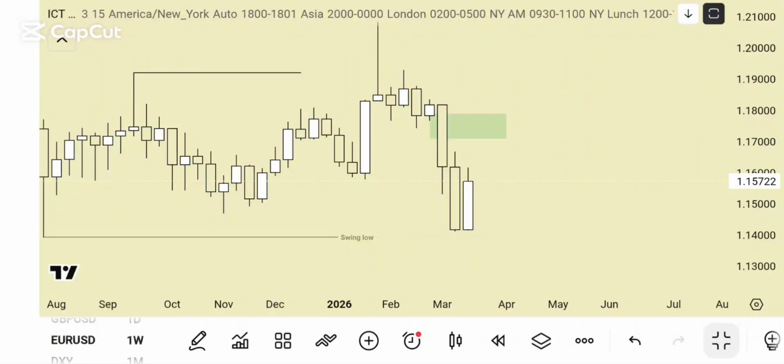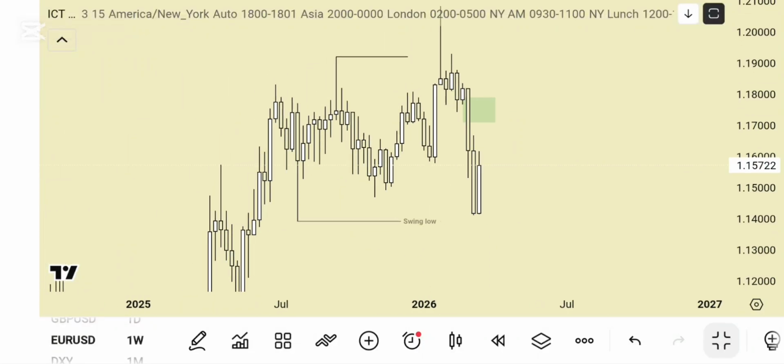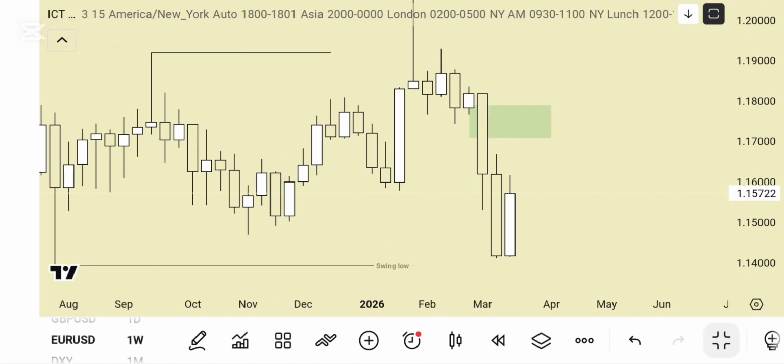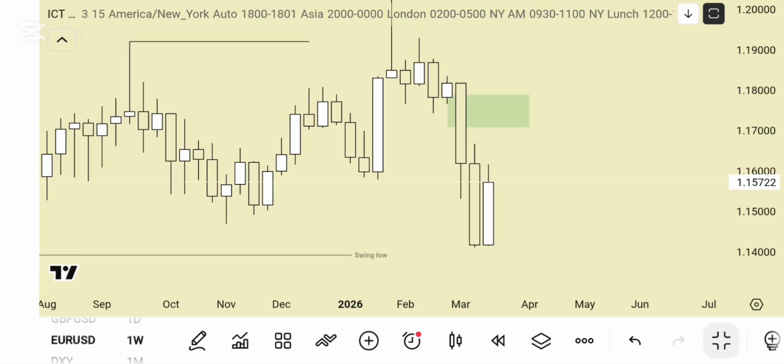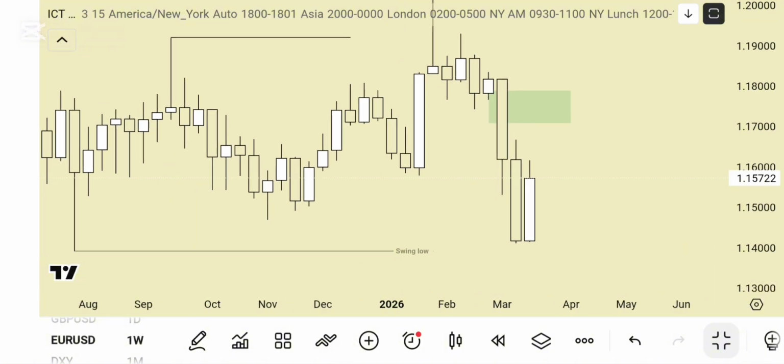Hey traders, so it's Saturday, and I actually promised you guys that I'm going to drop the exact way I traded last week. My last week's trades, I'll be dropping them here and breaking them down for you.